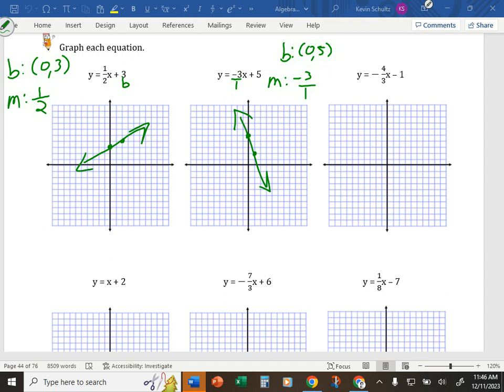y equals negative 4/3 x minus 1. Try yourself first. Identify the slope. Identify the y-intercept, plot that b, begin with b, and then move with m. And we'll see how we do.